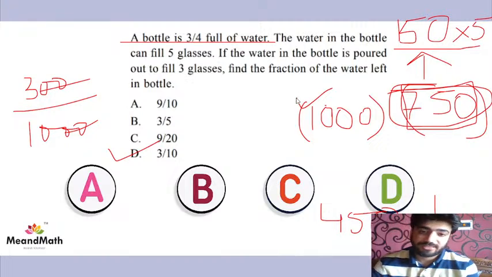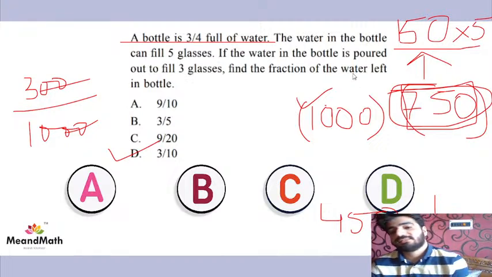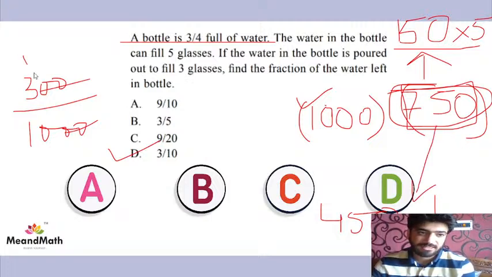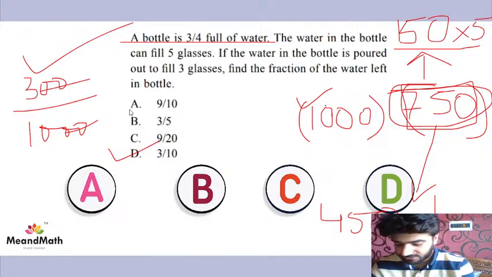You can imagine that it is in a 1000 ml bottle, then you divide it into 3 by 4, then there is 750, then you can divide it into 5 parts by 150, and then you take 3 glasses only, that is 150 into 3, 450. Then you check what is the difference between 750 and this 450, that is 300, and 300 by the original capacity is 1000. Okay, I'm trying to solve that. I have made you understand.